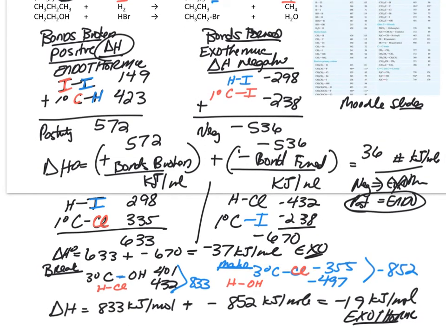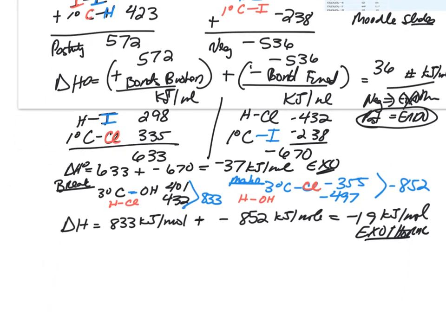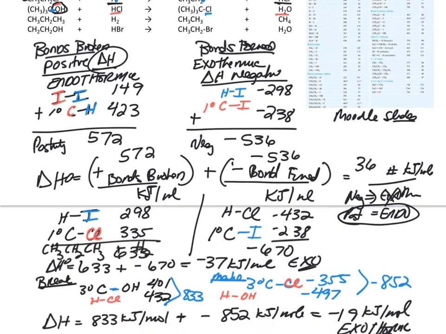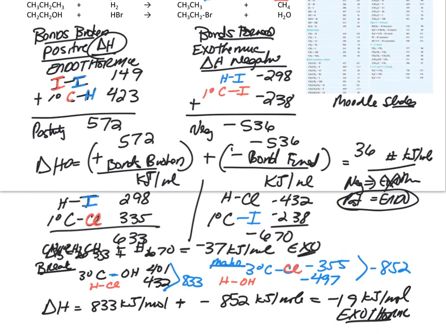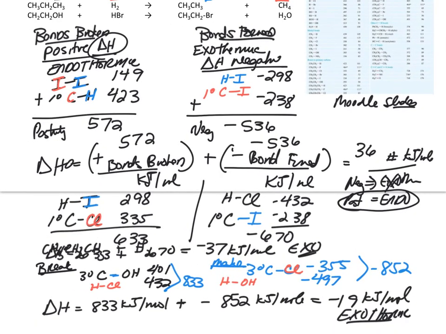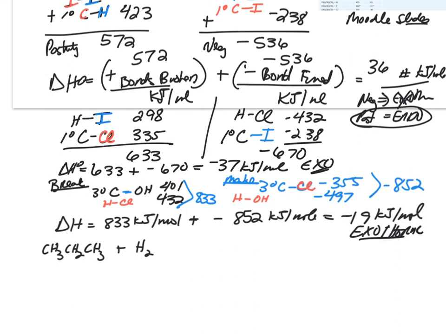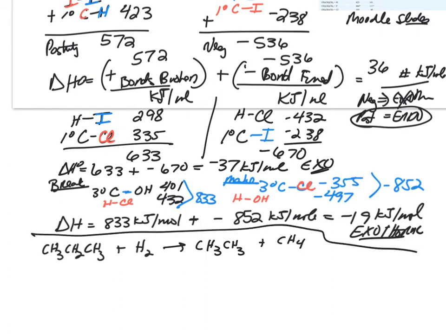Okay, so for our next one, I'm going to have to rewrite it down here. So let's just go ahead. Propane plus hydrogen yields ethane plus methane. Okay. So let's do this reaction.